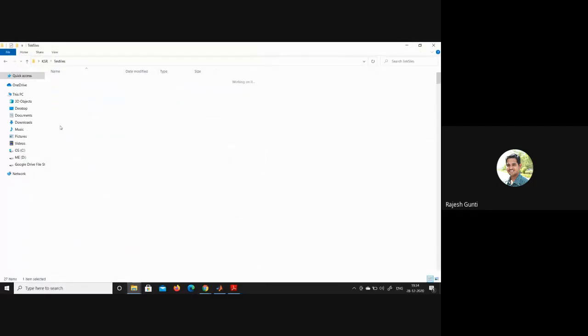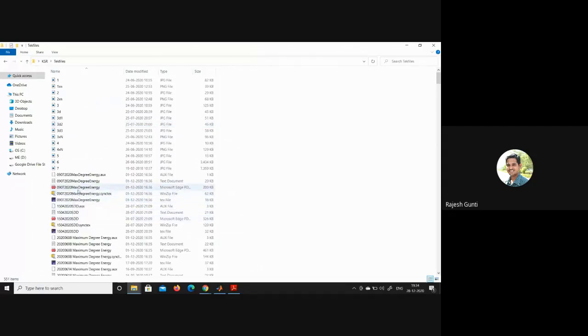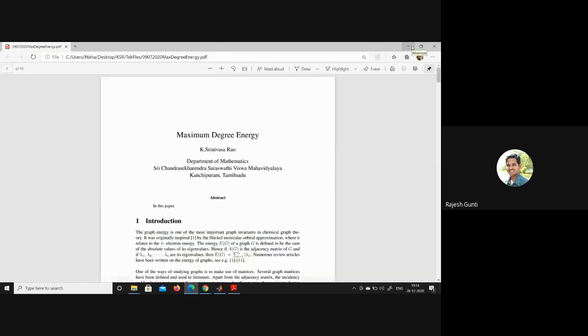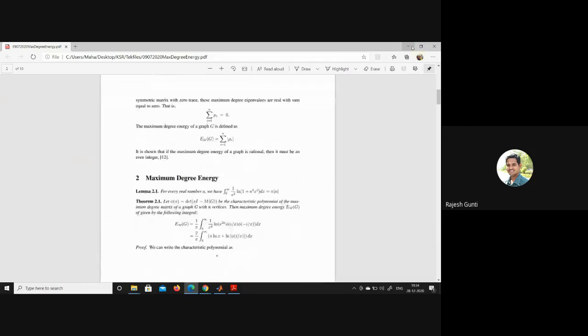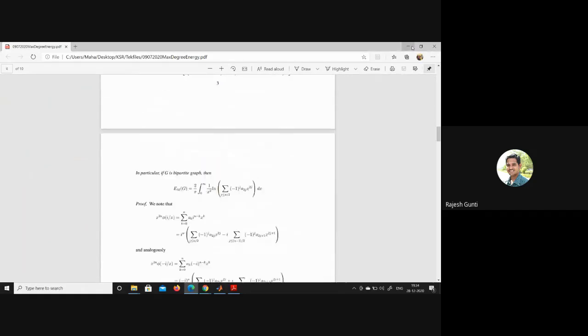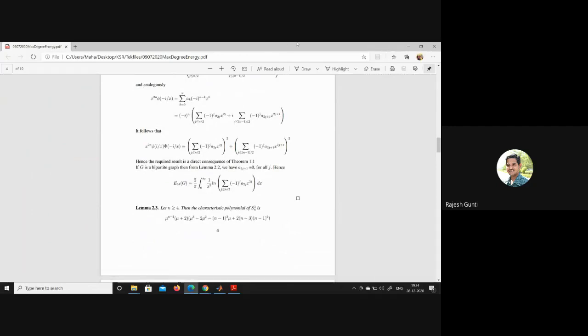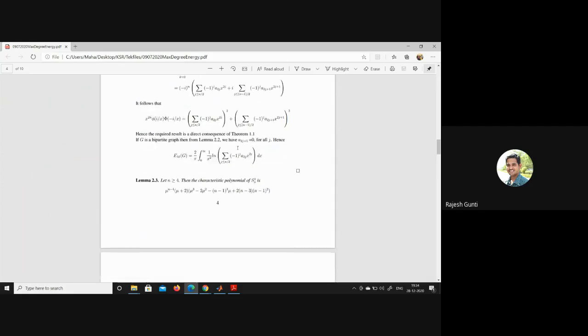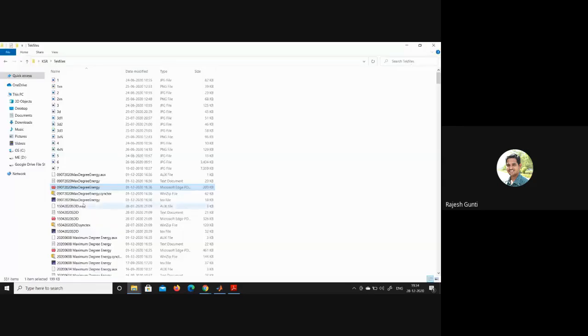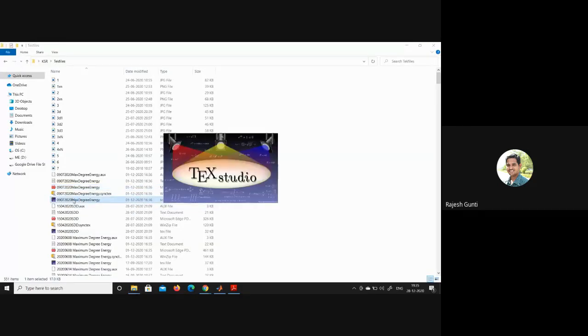I am telling the importance of this paper. For example, if you take this paper, this paper is written in LaTeX. It is very difficult to insert this type of symbols in ordinary typing. So this paper is written in LaTeX. A LaTeX document will be like this. For everything you have to write a command. It is difficult, but it is very useful.